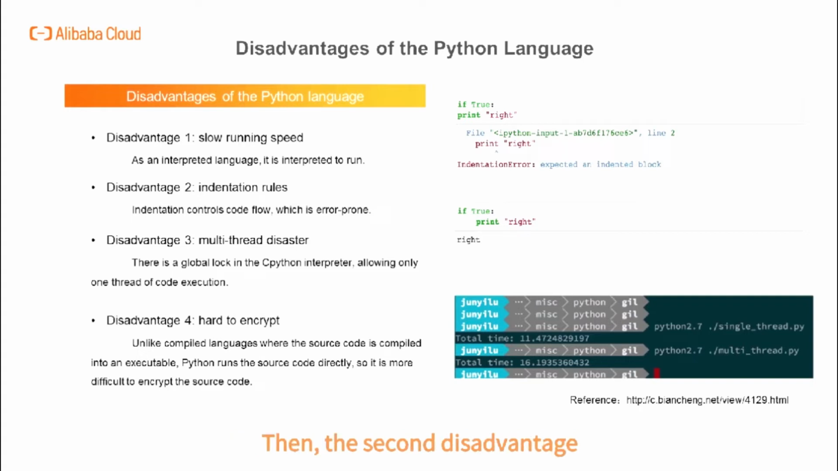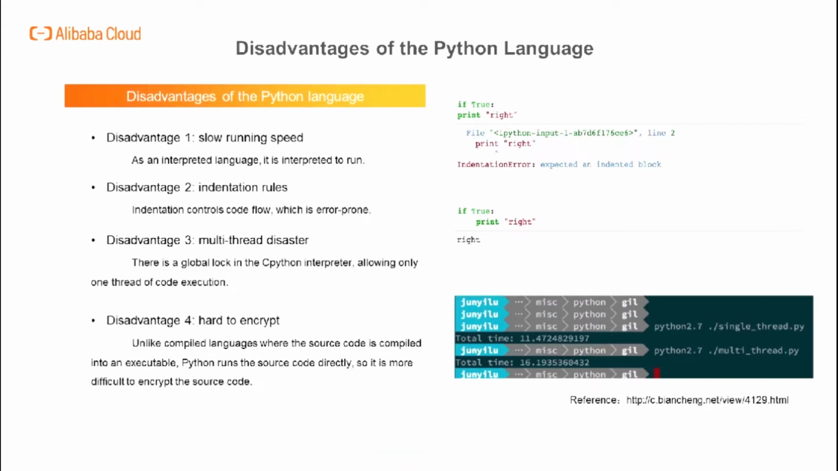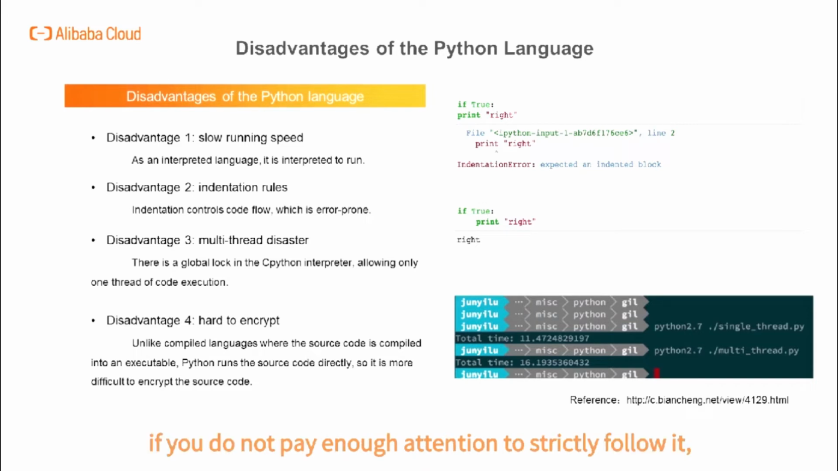Then the second disadvantage is with its indentation rules. Unlike the C language or Java, they use braces to express the logical structure. Python uses the indentation rule to express the logic structure. So for the indentation rule, if you do not pay enough attention to strictly follow it, there will be errors.